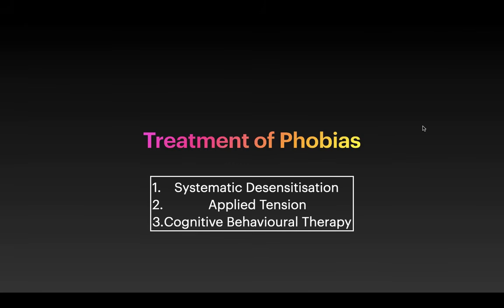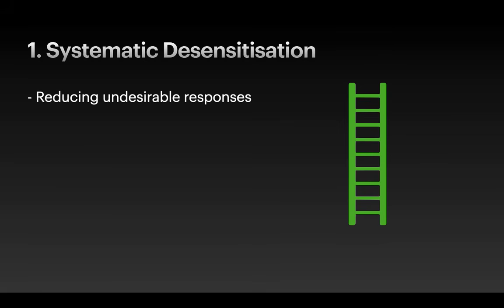Okay, so let's look at treatment of phobias. There are three treatments: systematic desensitization, applied tension, and cognitive behavioral therapy, right? So what is systematic desensitization? It's reducing undesirable responses, right? So as the name suggests, systematic means you move in a very systematic way, so a very structured way, right? Step by step by step, systematic, that's what it means. Desensitization, right, means to remove sensitivity.